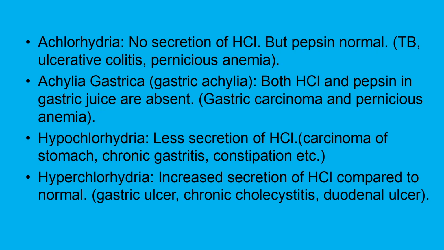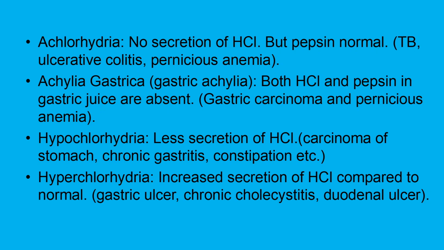This achylia gastrica condition will be observed in the case of TB of stomach, ulcerative colitis, and pernicious anemia. Mainly in older people, above 70 years, we can observe this achlorhydria problem. Hypochlorhydria means less secretion of HCl, that is, the HCl level will be below the normal range. It will be observed in carcinoma of stomach, gastritis, and constipation.